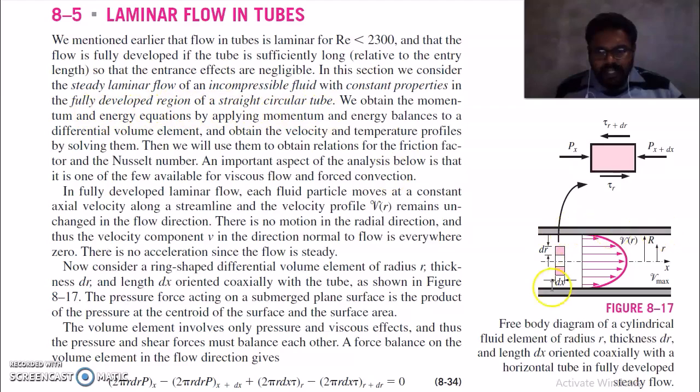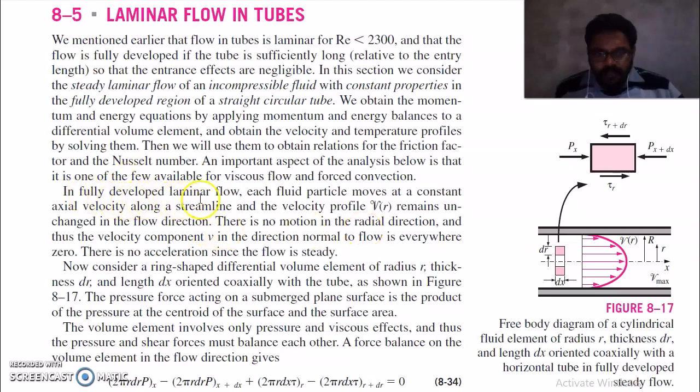So this is your straight circular tube with the fully developed region. So this is the velocity profile. The tube radius is R, where small r represents the distance from the axis. V maximum is the maximum velocity.